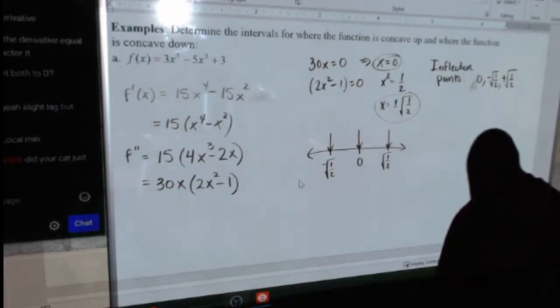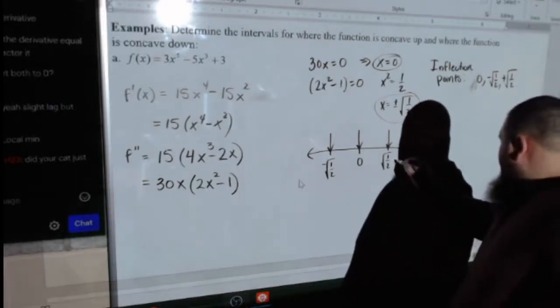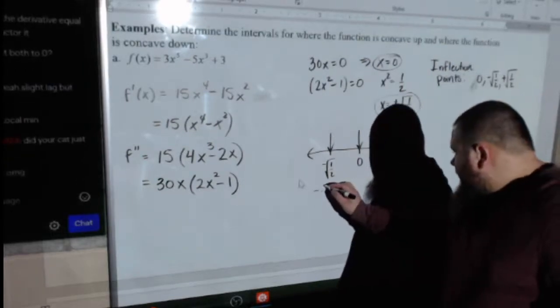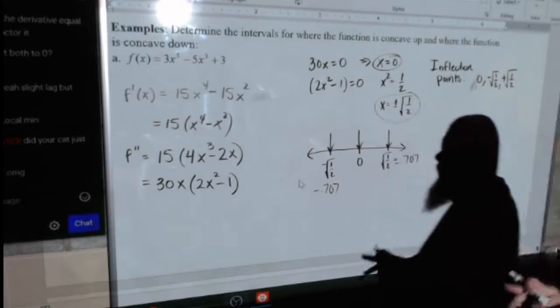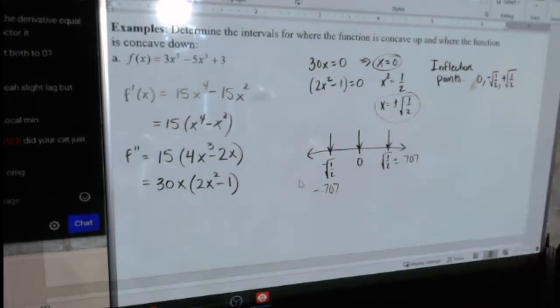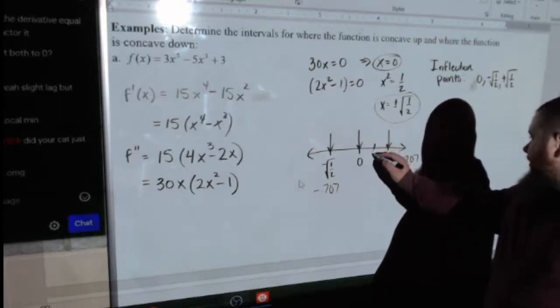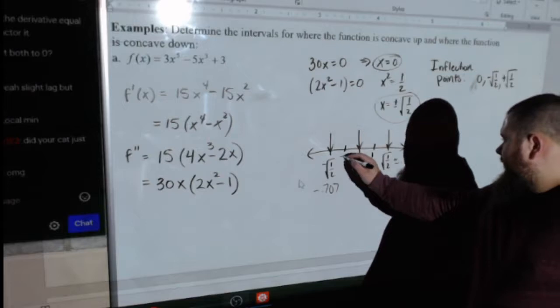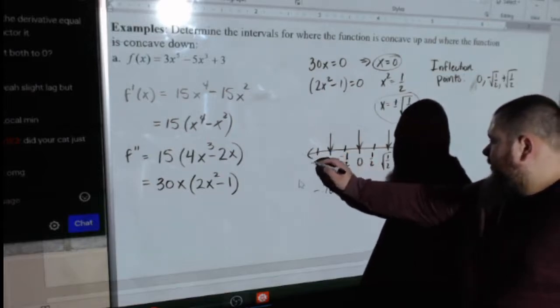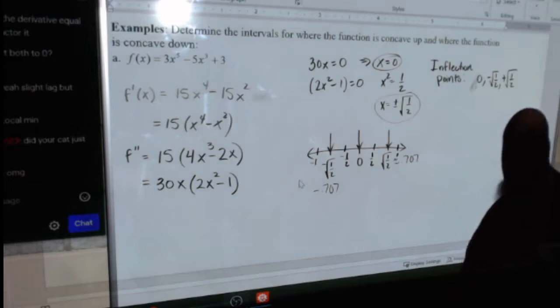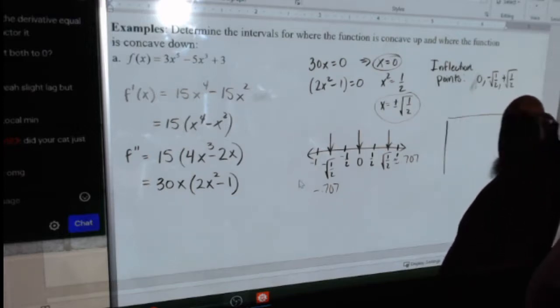So this is approximately 0.707. I should have remembered that off the top of my head. So I can choose, I'm going to choose 1/2, negative 1/2, negative 1, positive 1. So let's make the chart.